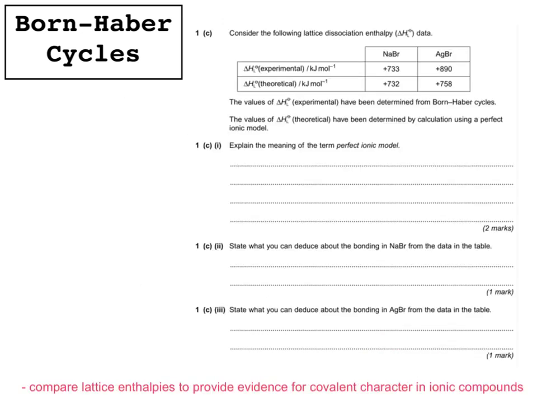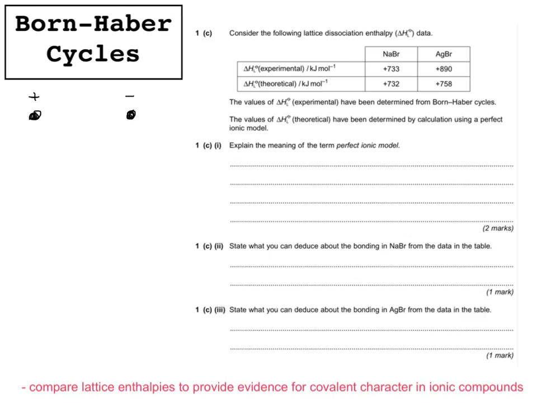Now, before we can start to cover the aim here to compare lattice enthalpies to provide evidence for covalent character in ionic compounds, we need to understand what is meant by the term the perfect ionic model. So for ionic compounds, the perfect ionic model is where the two ions are point charges and there's no polarization between them. So this is the positive ion and this is the negative ion, and there is no polarization, which means there's no covalent character. Now, for most ionic compounds, this actually isn't true, and the more polarizable the negatively charged ion is by the positively charged ion, the more covalent character you're going to get.